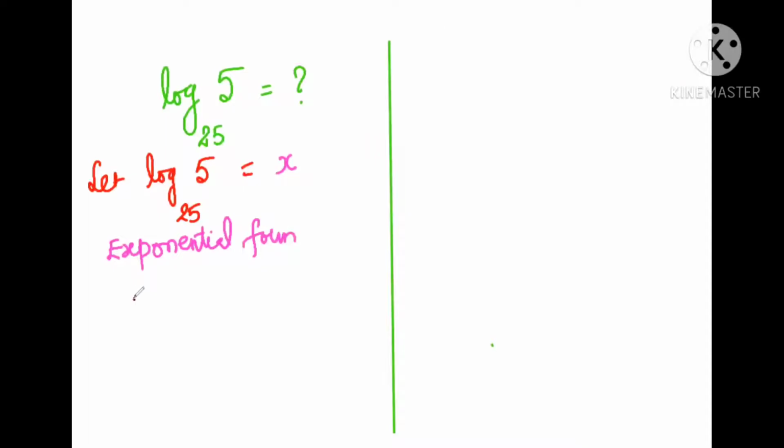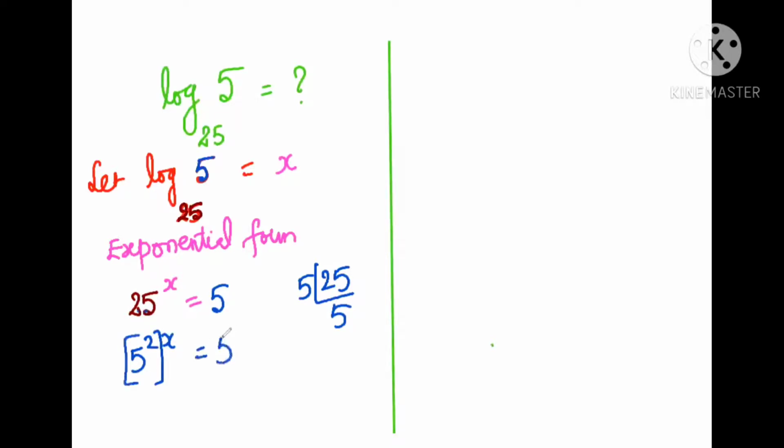25 to the power of x is equal to this number 5. Here 25 is the base. Now here the bases are not equal, you have to make them equal. For that you have to prime factorize 25. This is the bigger number, this is the smaller number. So prime factorize 25: 5 5s are 25. So 25 can be written as 5 square, and also x is there. So keep a bracket here, and this is equal to 5.